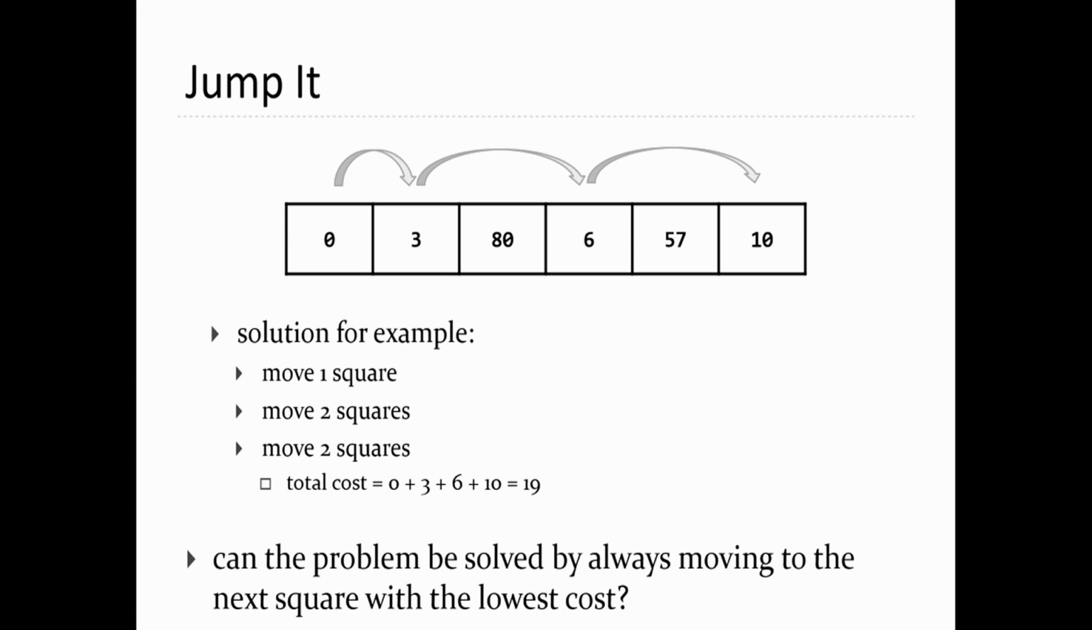To arrive at this particular solution, you might also conclude, well, the way I got the solution is I always took the step with the lowest cost. So starting at the 0, I have a choice between 3 and 80, so I'm going to choose 3. Now I've got a choice between 80 and 6, so I'm going to choose 6. And now I have a choice between 57 and 10, so I'm going to choose 10, because 10 is the lowest cost. So you might say, well, this works in general. So why don't we just do this in general? And the answer is because it doesn't work in general.